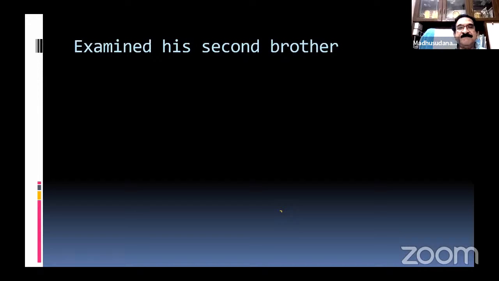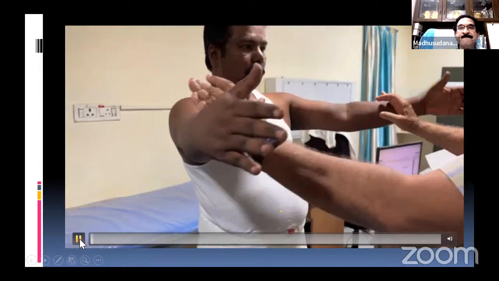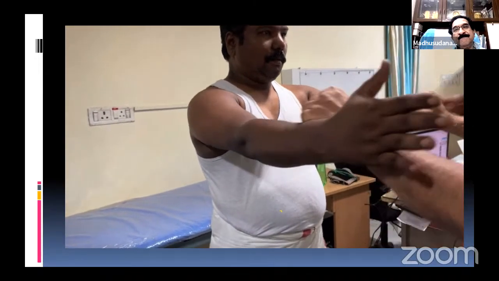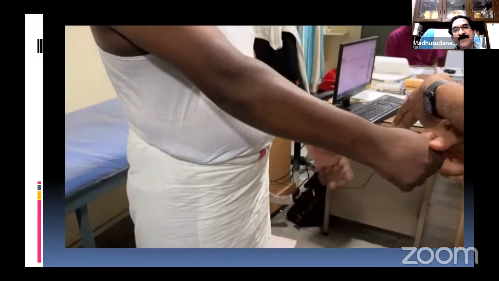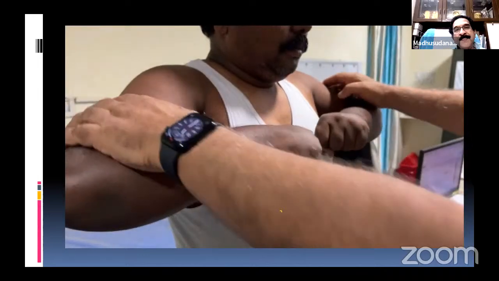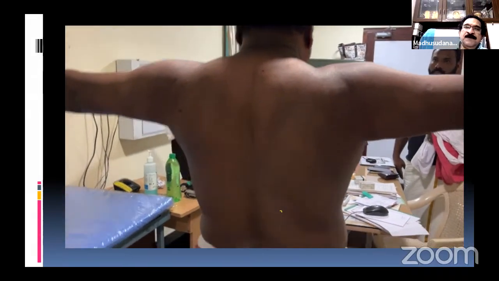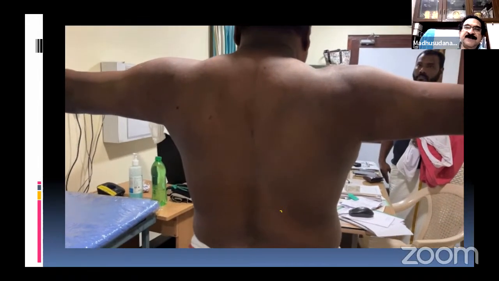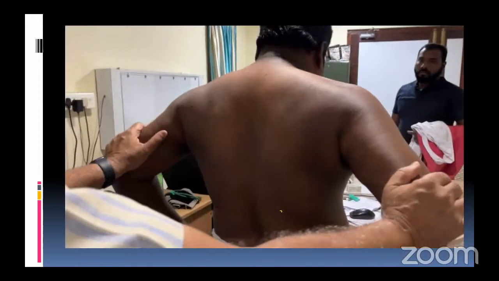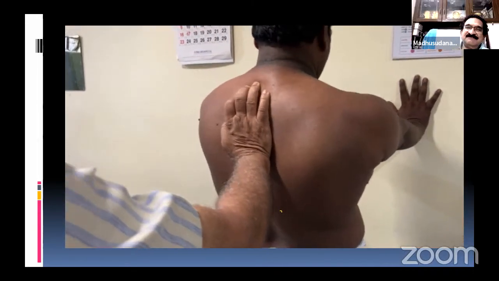Now examine the second brother. The muscles are all normal. Pectoralis major normal. Is it normal according to you? Has he got a scapular hump? Yes, sir. Not very convincing, no? Suspicion.